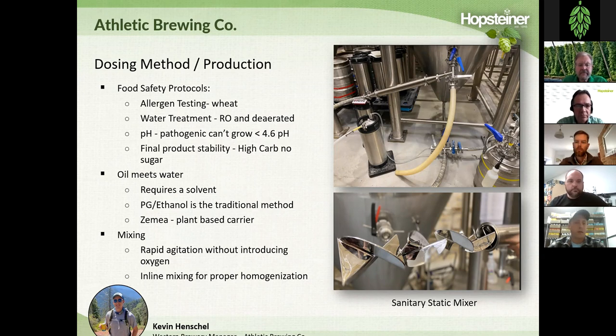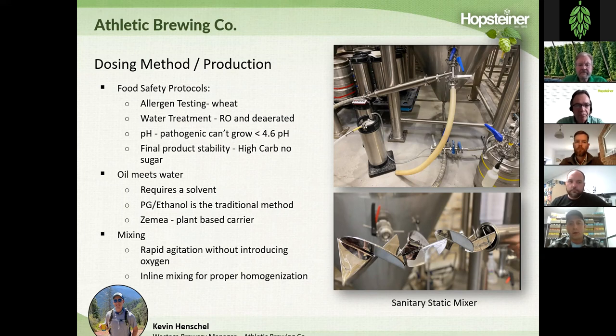So that's our dosing method, but our biggest concern here is food safety. We have to make sure that our water is treated, clean and deaerated, and that the pH of the final product is going to be below 4.6. Otherwise, you have pathogenic concerns. And then the high carb and no sugar also act as stabilizing effects there.